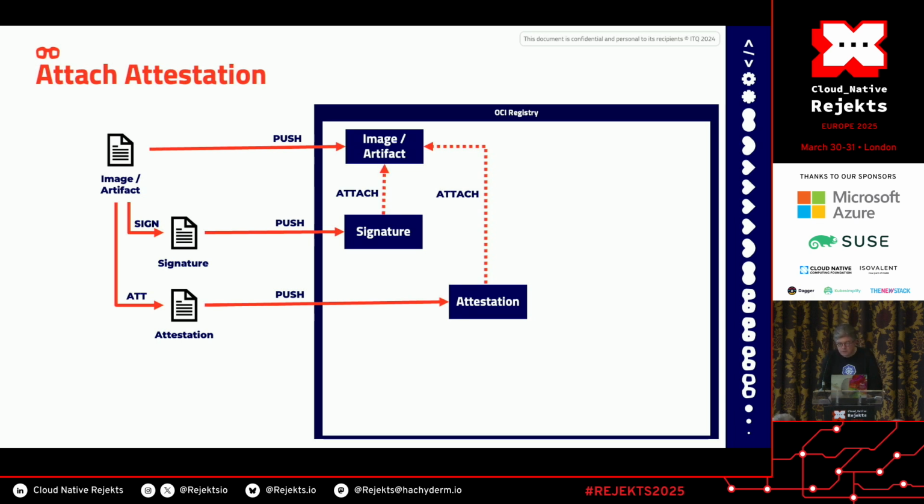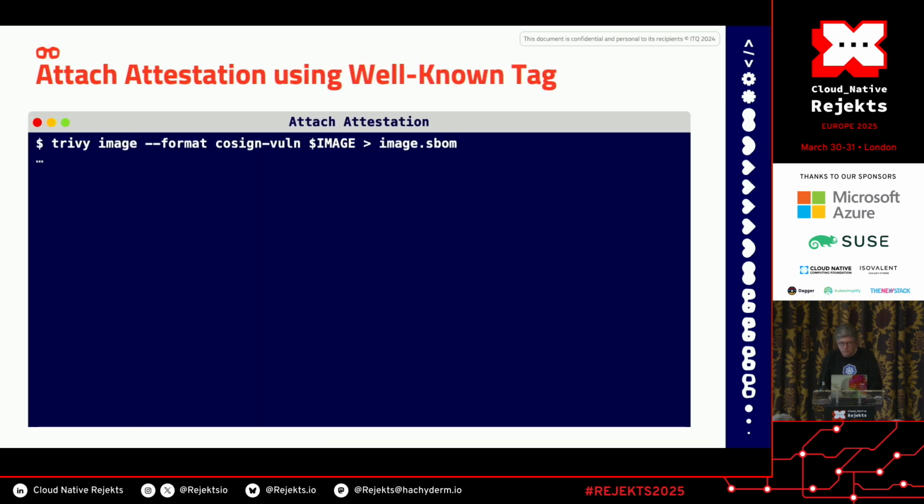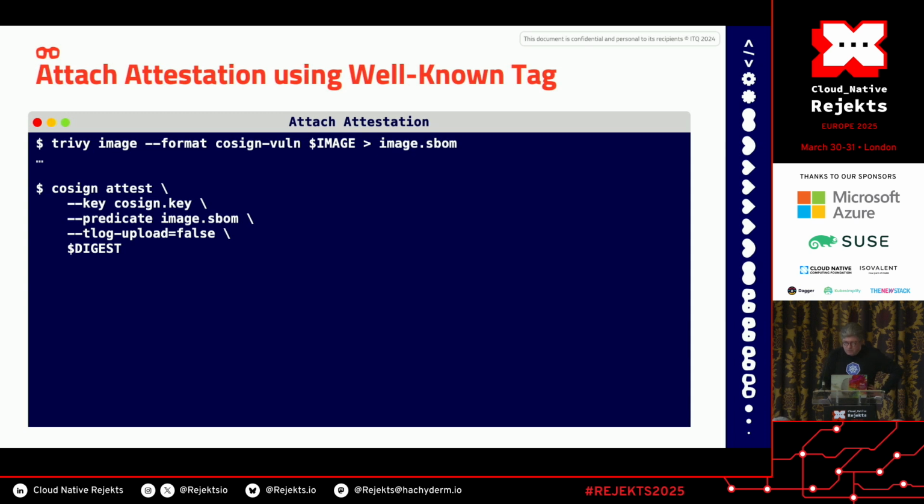Now, let's attach some attestation. Attestation can be SLSA provenance, vulnerability scanning, or all the packages that are present in the image, for instance. To do so, I will use the Trivy image command line with the format cosign-vuln and export the software bill of materials file, which is a huge JSON file. Then use the cosign attest command line with the software bill of materials JSON file and push it to the OCI registry.